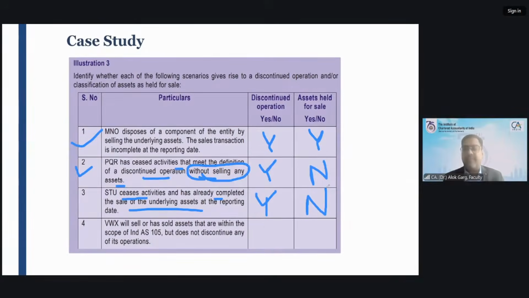Okay. Right? Last question. VWX will sell or has sold assets that are within the scope of Ind AS 105 but does not discontinue any of its operation.